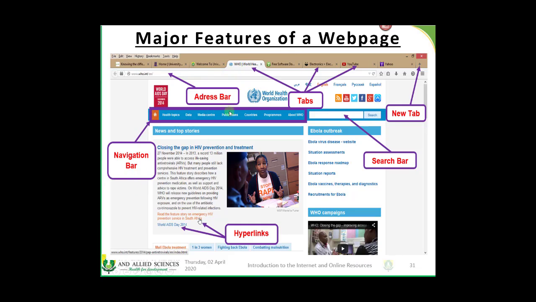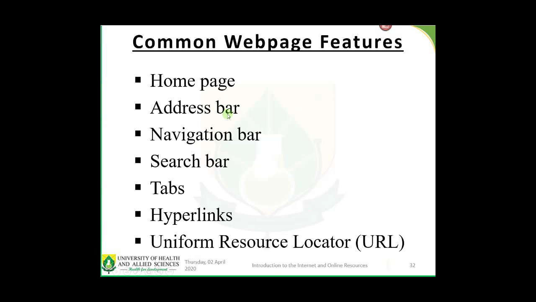Now this is the navigation bar. You can see for most websites it's available, but also to remind you that some may not come in a horizontal form like this. There are some where the navigation bar is actually arranged vertically from top to down on the left somewhere. So it allows you to move from one page to the other, organized under major topics. Like you can see here, we have health topics, data, media center, publications, countries, programs, and then about WHO. All of this constitutes the navigation bar.